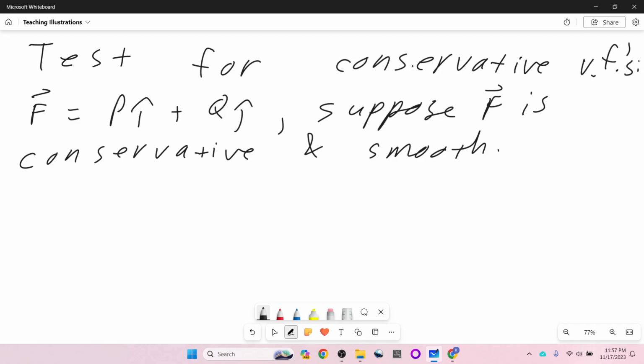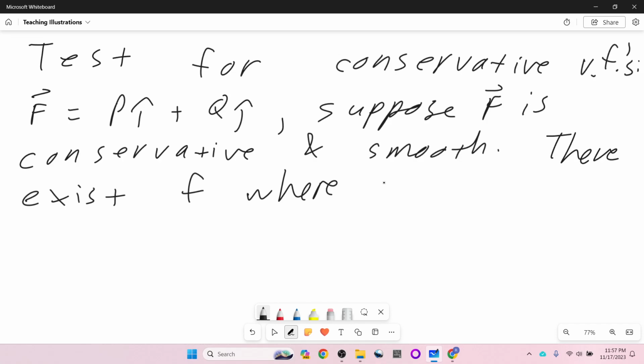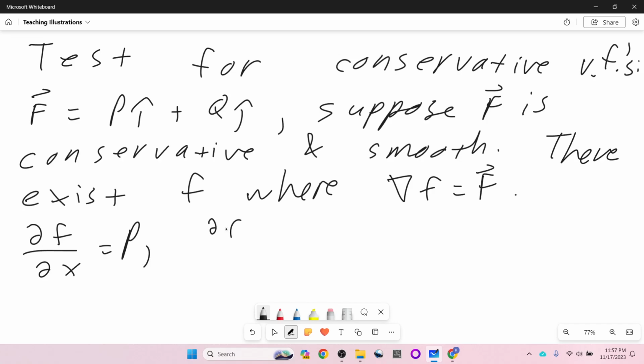So, our theorem just says, because it's conservative, we know there exists a little f where the gradient of f equals big F. That means del f over del x is P, and del f over del y is Q.